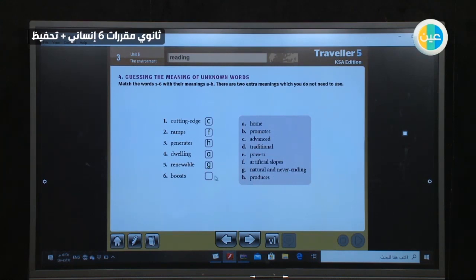Promotes. Okay, we said that the houses of this building promote using or donating old furniture. So, yes, promotes. Okay, let's go back to our new lesson.